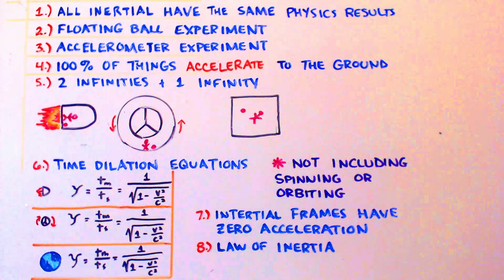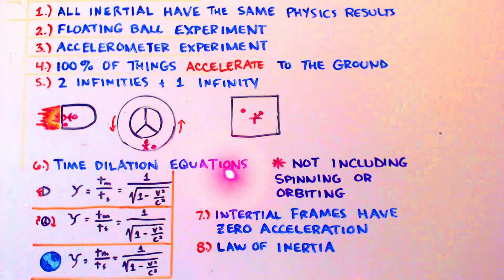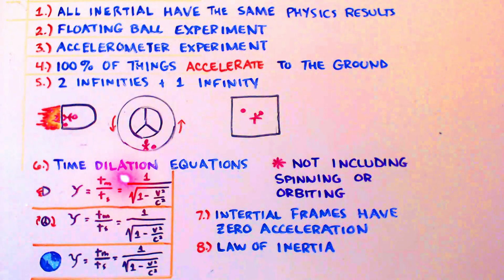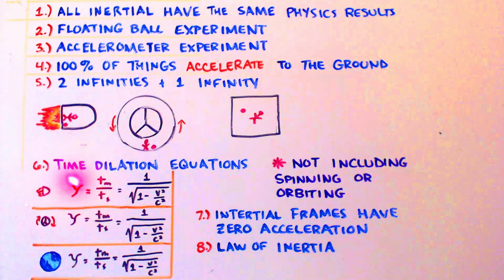Number 6, time dilation equations. You can see from the time dilation equations, Earth is an accelerated frame of reference. You can't have time dilation without acceleration. Does the acceleration cause the time dilation? No, the velocity does. But you can't change your velocity from 0 to 1 or 1 to 2 unless you do some acceleration. These do not work out if Earth is inertial.